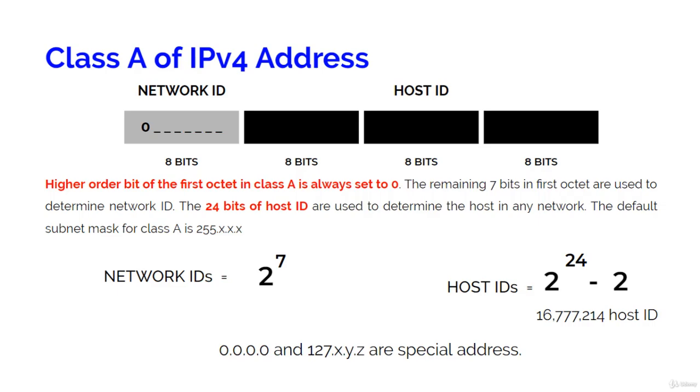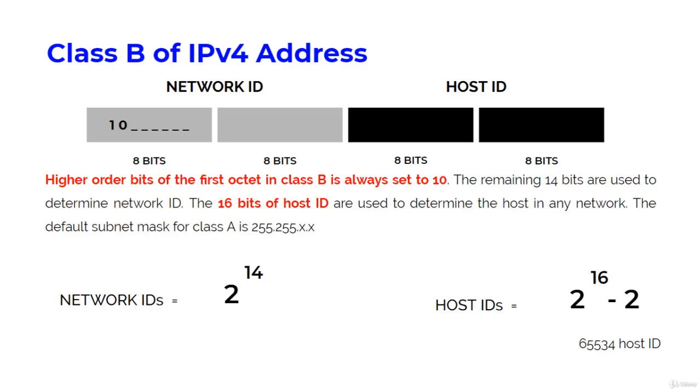The default subnet mask for class A is 255.x.x.x. Now you may have a question: what is a subnet mask? Don't worry, we are going to talk about subnetting and subnet masks after this lecture. Note that 0.0.0.0 and 127.x.y.z are special addresses, as we discussed a couple of minutes before.